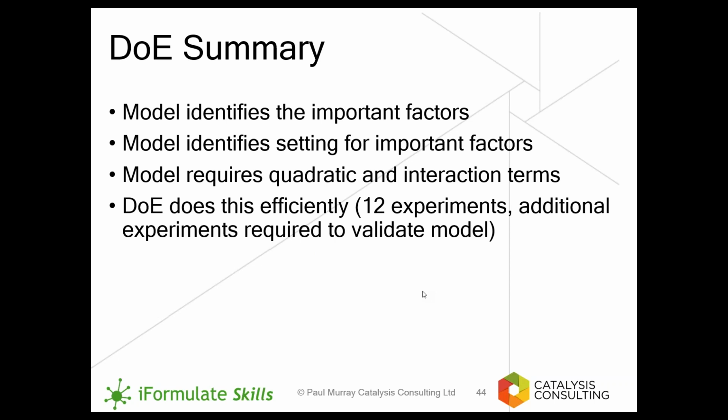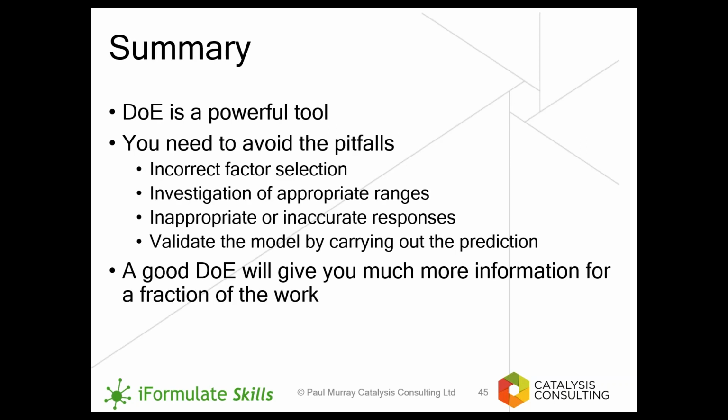So hopefully what I've shown you, so the model identifies the important factors. The model identifies the setting for those factors. It requires a quadratic term and an interaction term to explain the variation, and it was very efficient. So here we've looked at 12 experiments to investigate all of these factors, and we now know where we can now choose where we want to operate our process.